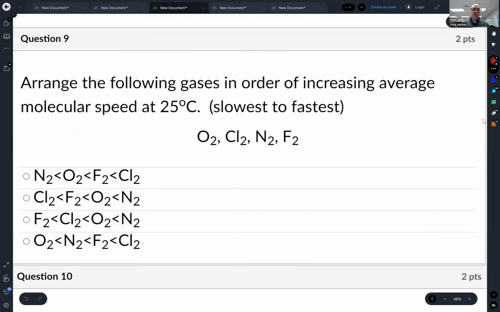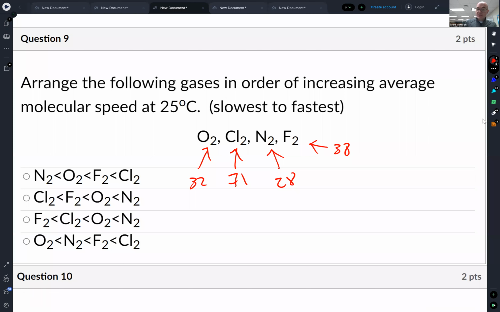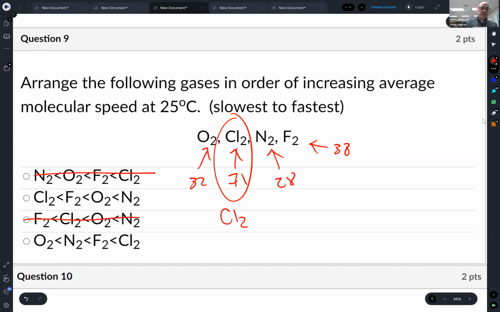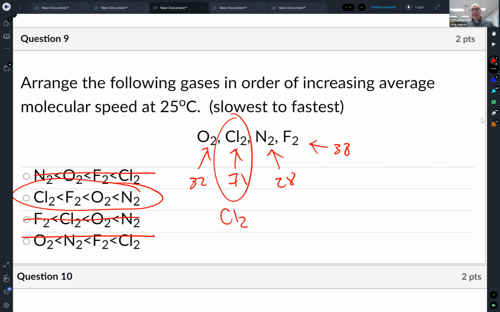Let me keep going on this one. Which is the order of slowest to fastest? The slowest are the big ones. The biggest one is the heaviest one. Here's 71. Here's 28. This is 38, and this is 32. So if we're putting these in order of slowest to fastest, we've got chlorine being the slowest. So right away, we can get rid of all the other answers. That's all you had to know, and you would have gotten your correct answer.